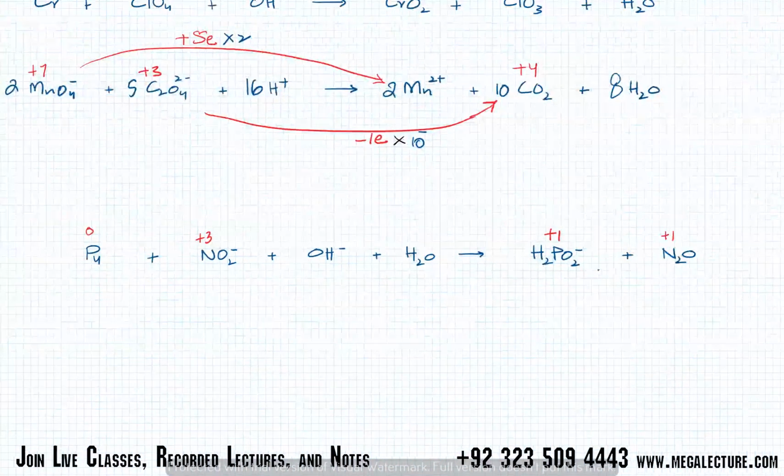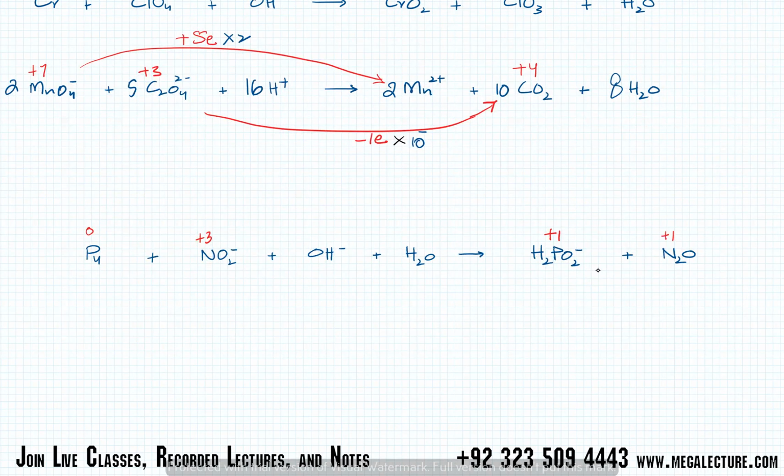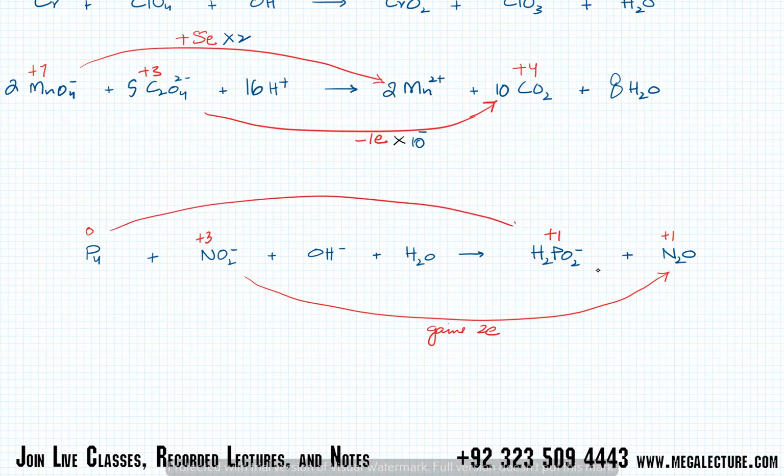So we have to balance the number of electrons gained and lost. So N goes from +3 to +1. So that's a gain of 2 electrons. And your P goes from 0 to +1. So that's a loss of one electron, right?